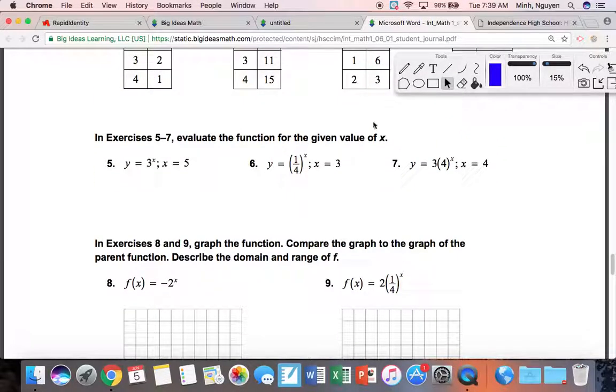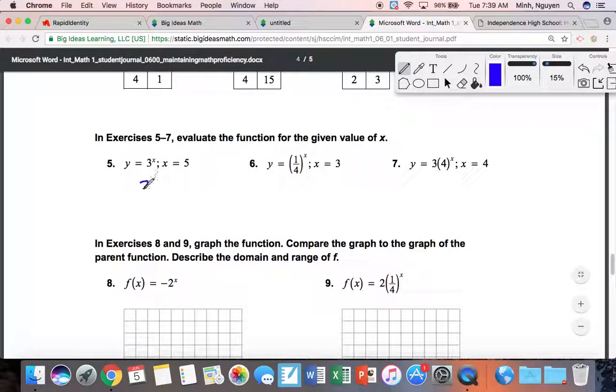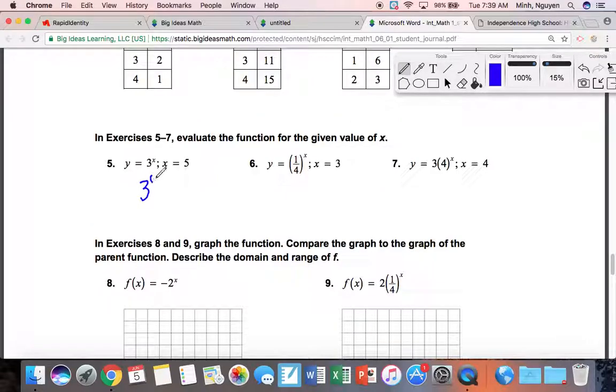Evaluate the function for the given value of x. So here we just replace x with 5. And we say 3 times 3 times 3 times 3 times 3. If you don't get why I'm doing this, that's literally just what exponents mean. That's the number of times you multiply something by itself. And you can punch it into a calculator, and well, it's the first problem of this kind.